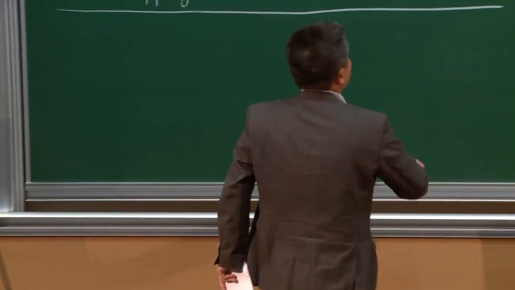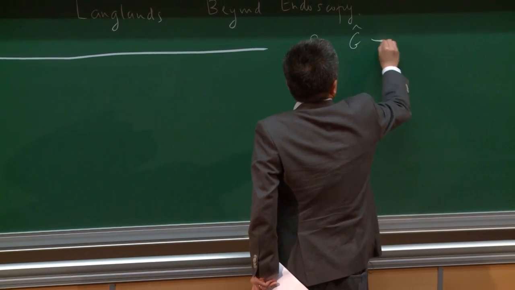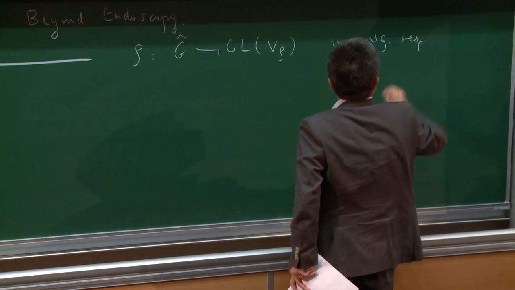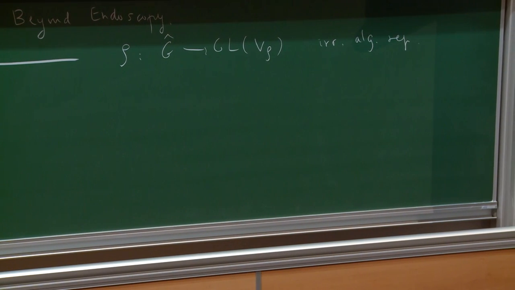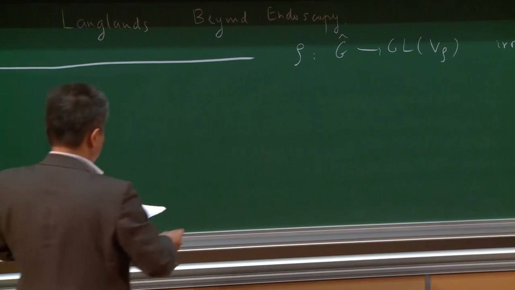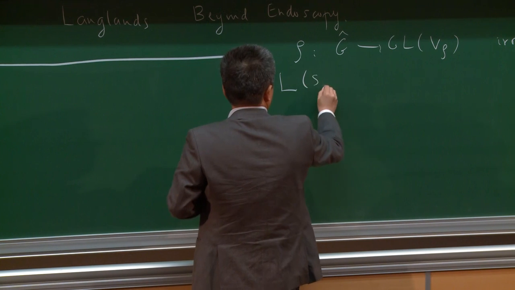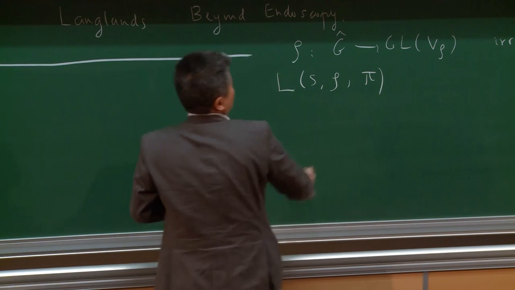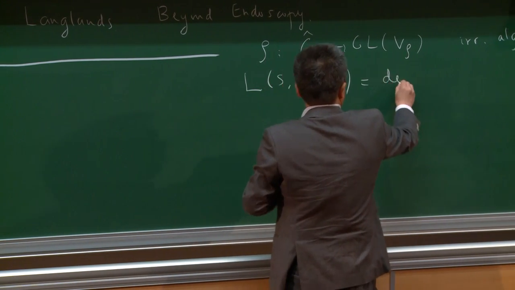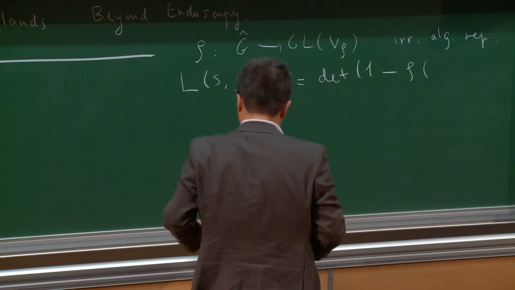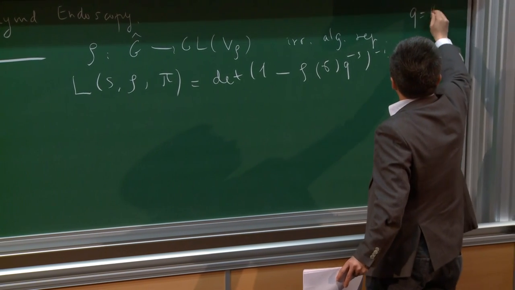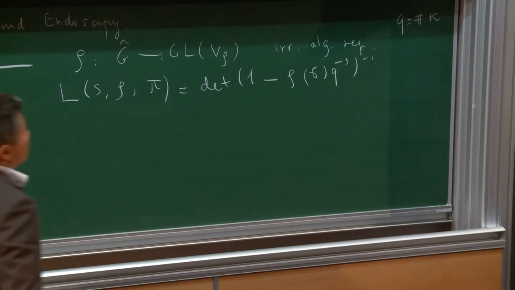So let rho be an irreducible algebraic representation of the dual group. Then, following Langlands, one can define the L factors. It depends on a complex parameter s, rho, and pi. So we're really interested in pi, but we have auxiliary parameters s and rho. It is the inverse of the determinant of 1 minus rho of sigma, q to the minus s, where q is the cardinal of the residual field of the local field.